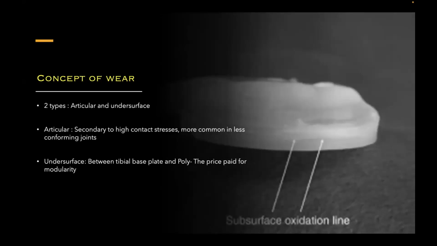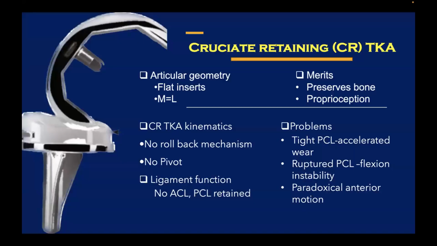So there are two types of wear, basically: the articular wear and the undersurface wear. Articular wear is secondary to high contact stress. It is more common in less conforming joints. Undersurface wear is between the tibial base plate and the poly, and it occurs due to the modularity in the design.